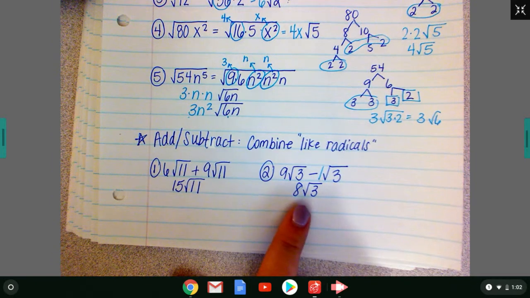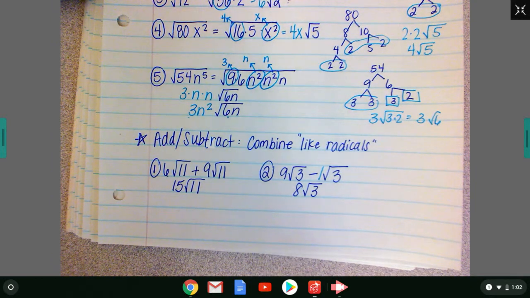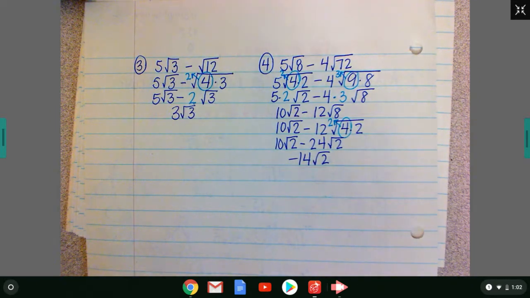When we combine like radicals, you combine the stuff on the outside. The stuff on the inside stays the same. And sometimes we don't start with a like radical. We have to go get it first by simplifying. Once we get to a like radical, then it's pretty straightforward.